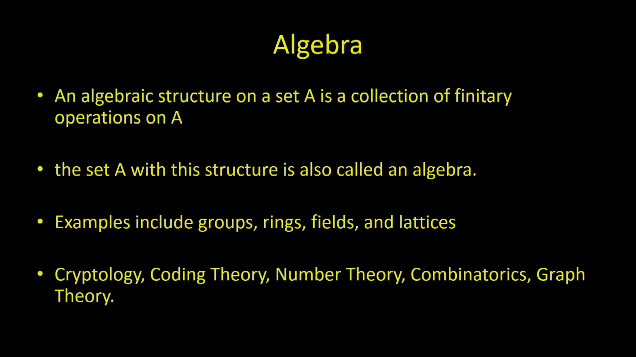An algebraic structure on a set A is a collection of finitary operations on A. The set A with this structure is also called an algebra. Examples include groups, rings, fields, and lattices. It has many applications. Cryptography, coding theory, number theory, combinatorics, graph theory are all areas where algebra is used.